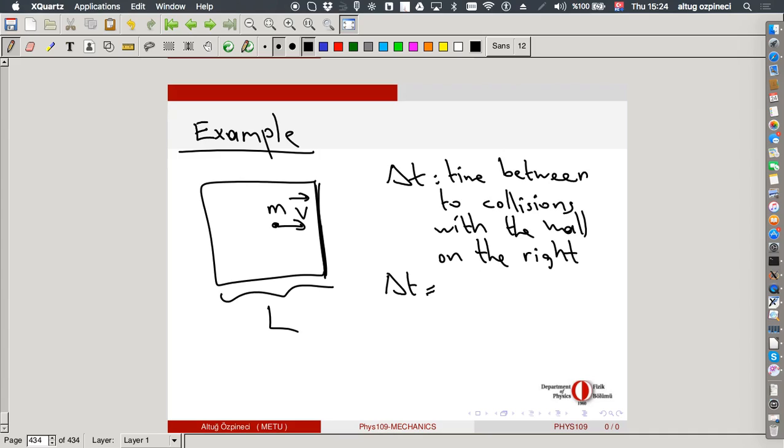It hits this wall once, bounces back elastically, then it goes to the other wall, hits it again, comes back, and that is the time between these two collisions. Well, it covers a total distance 2L: L on one side, L on the other side. Since the collision is elastic, the speed has to be conserved, the same before and after the collision. So the delta t will be just 2L over the speed v. So how much momentum is transferred to the wall?